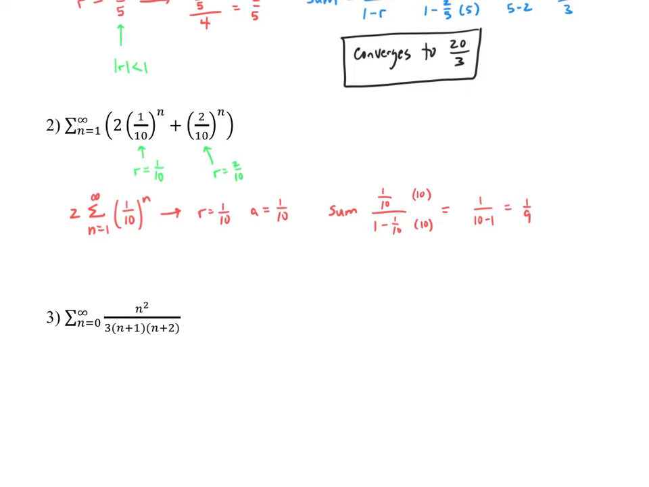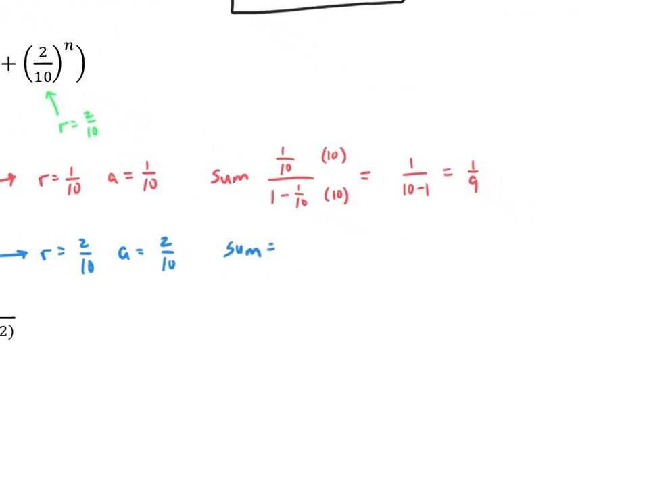Let's go ahead and work on the second one, however, really quick. So we have the sum from n is 1 to infinity of (2/10) to the n. Of course, r is 2/10, and a happens to also be 2/10, the first term. So the sum is 2/10 divided by 1 minus 2/10. So we multiply by 10, and we get 2 divided by 10 minus 2, which is 2 over 8, which is 1/4.